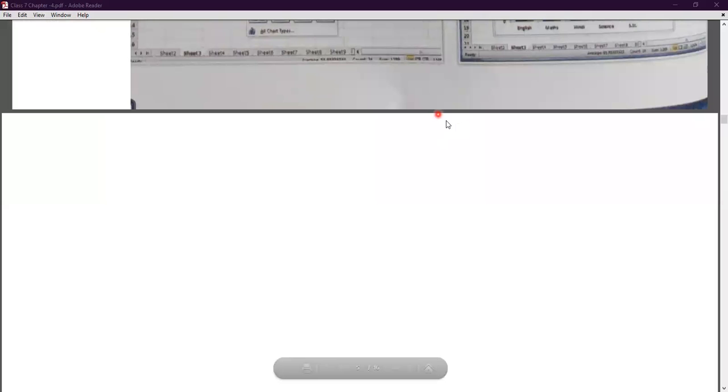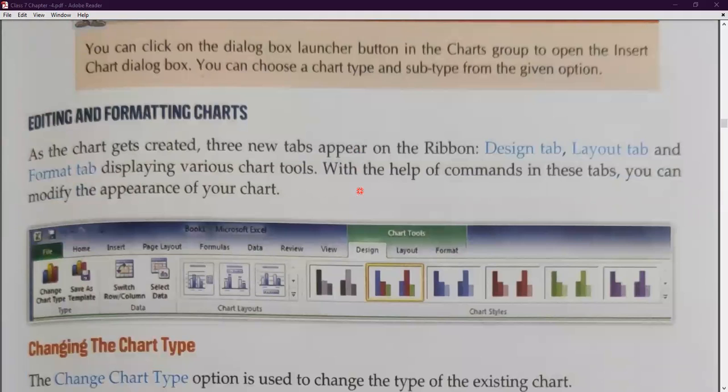Moving to the next page, editing and formatting charts. So after you have created a chart, now you can edit it, you can format it also. As the chart gets created, 3 new tabs appear on the ribbon. Mark my point, students, once you have created a chart, 3 more tabs will appear in your ribbon. If you do not create a chart, then these 3 tabs will not appear in your Excel ribbon. But once you have created a chart, you will find the Design tab, Layout tab, and Format tab also.